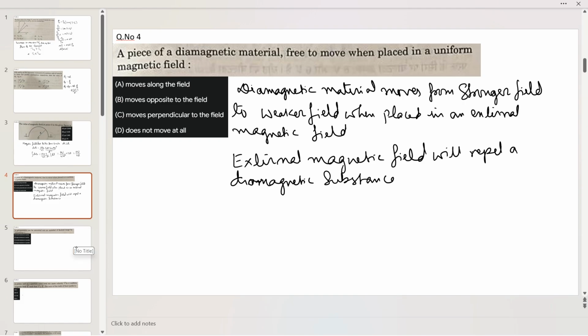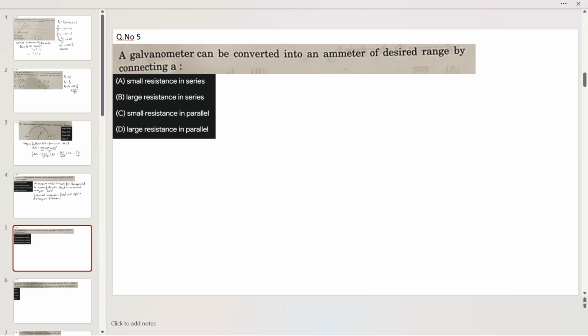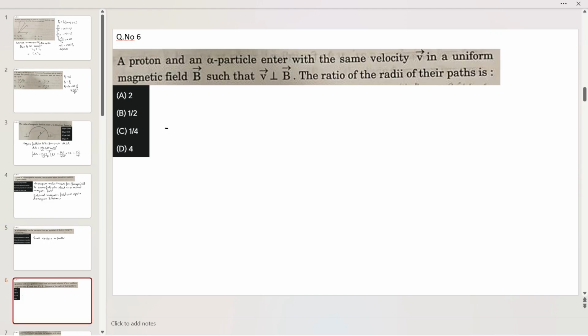Now my next question is, a galvanometer can be converted into an ammeter of desired range by connecting a small resistance. It will be a small resistance in parallel. Now my next question is, a proton, let me scroll it.